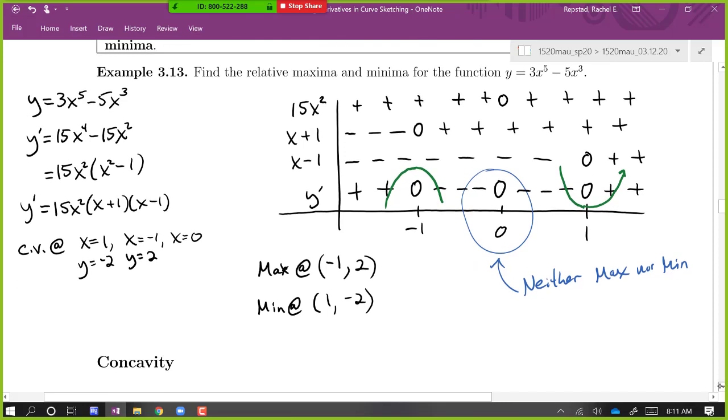If it's decreasing heading into it and then keeps decreasing, that could look something like this, right? There's an example of what a curve might look like when you have a critical value and it's not a max or a min. Questions on that example? Okay.